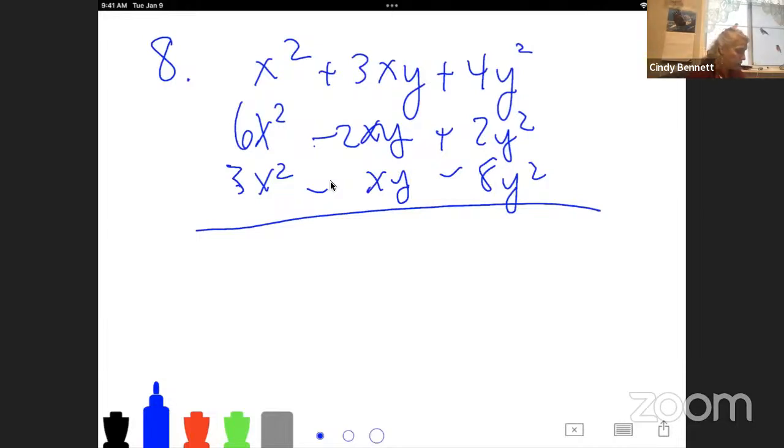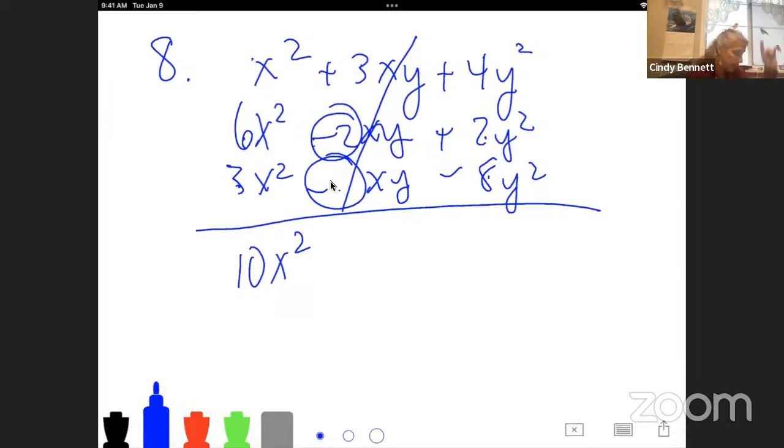So 6 plus 3 is 9, plus 1 is 10, x squared. Then I have positive 3, I have negative 2, negative 1, that's negative 3. So these actually cancel out to 0. And then I have 4, 2, 8. Positive 6 minus 8 is negative 2y squared. So that is the final answer for number 8.